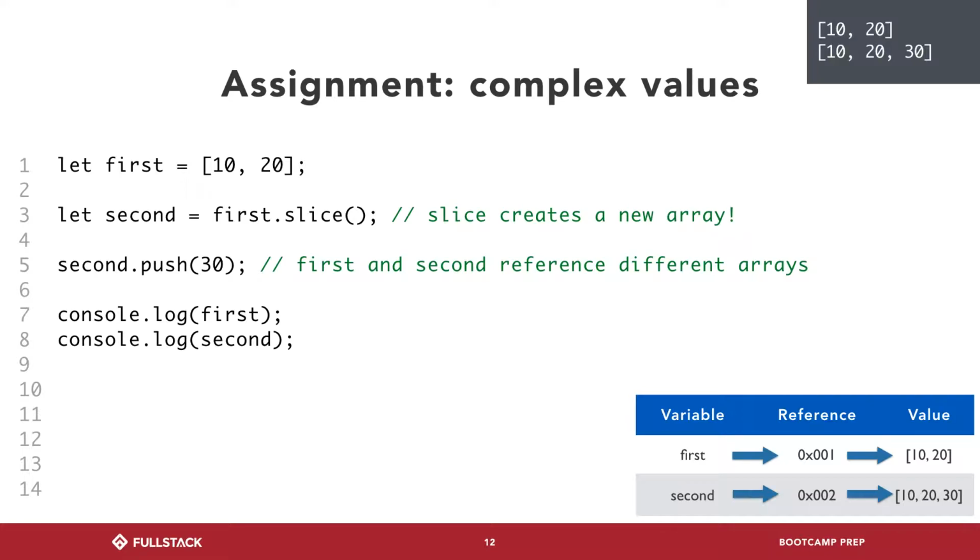Does what I'm saying make sense? Continue. So I'll just go a little bit overboard here, right? Let's say first is equal to this array, 1, 2, and then I say second is equal to first.